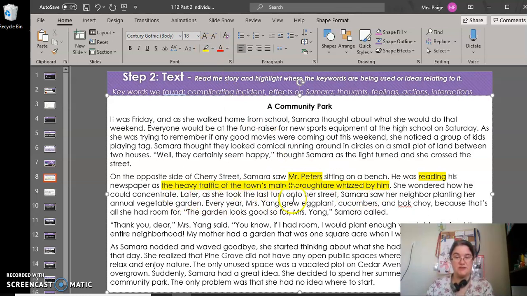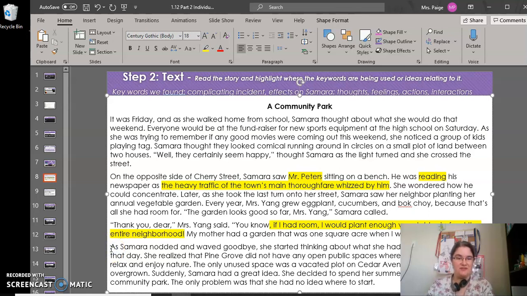Later, as she took the last turn onto her street, Samara saw her neighbor planting her annual vegetable garden. Every year, Mrs. Yang grew eggplant, cucumbers, and bok choy because that's all she had room for. The garden looks good so far, Mrs. Yang, Samara called. Again, no more problems. Next paragraph. Thank you, dear, Mrs. Yang said. You know, if I had room, I would plant enough vegetables to feed the entire neighborhood. She doesn't have room. So that tells us that there's a problem. My mother had a garden that was 1 square acre when I was a little girl in Korea.